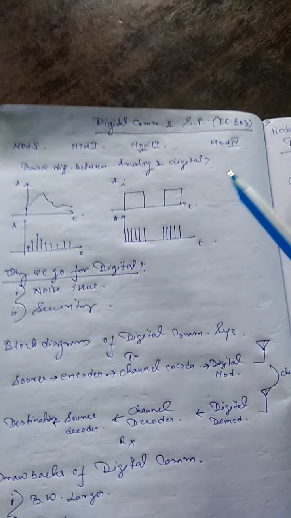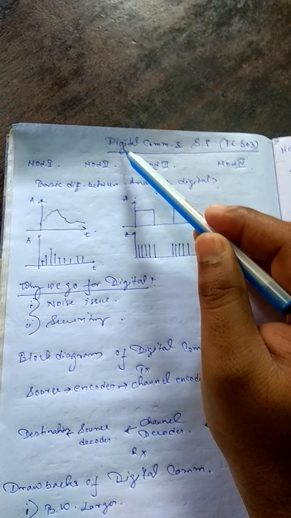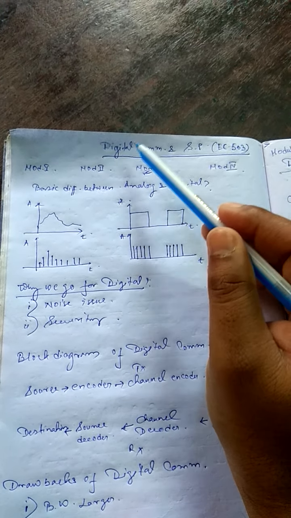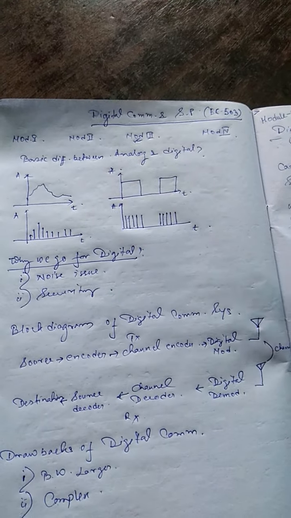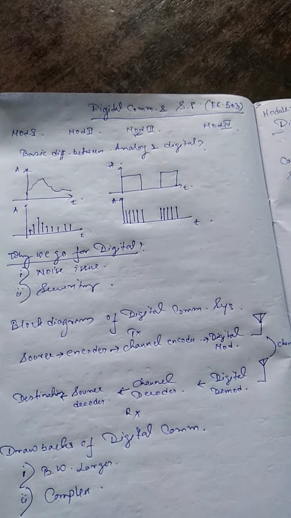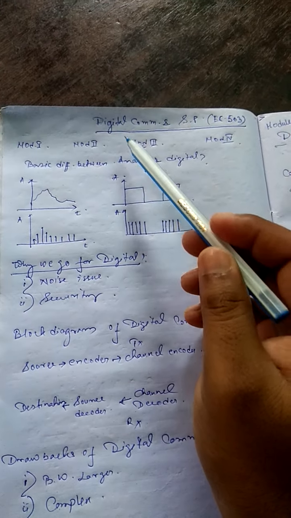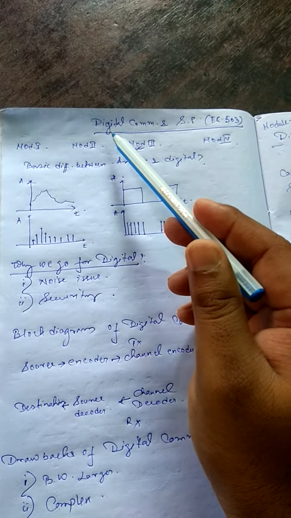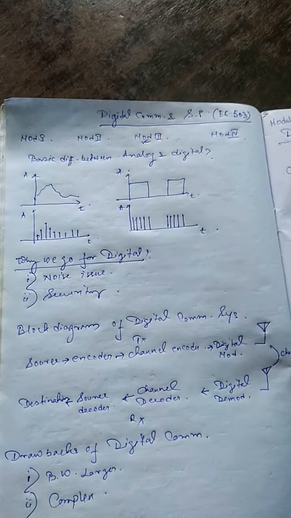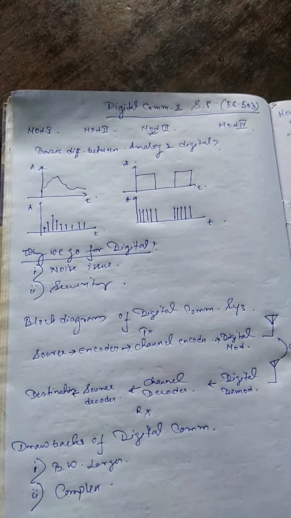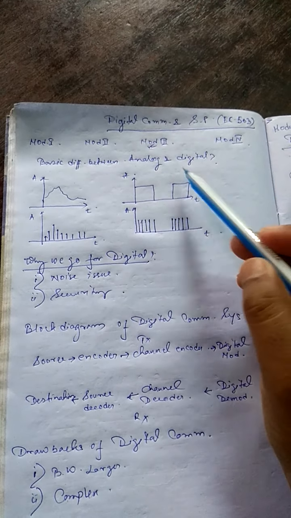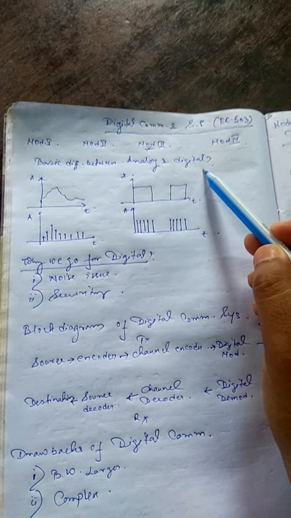Okay, so if we look at the subject name, the first word is digital, and the second word is communication. We don't explain the word communication because you already studied the subject analog communication. But the first term is digital. So the basic concept here is: what is the basic difference between an analog signal and a digital signal?